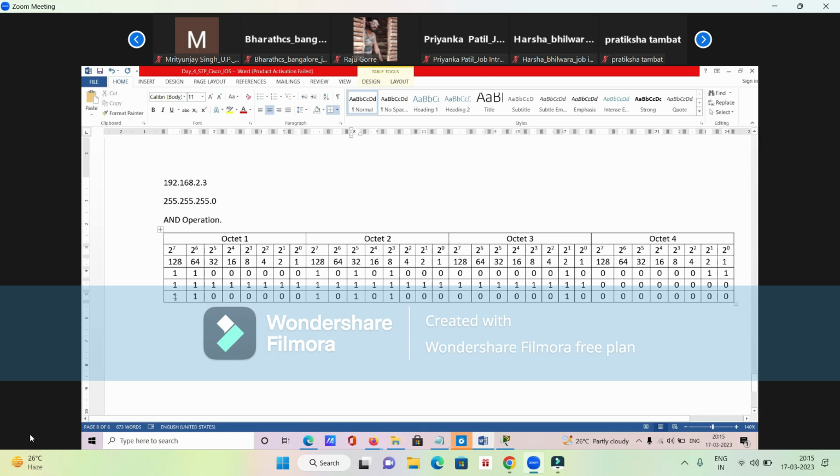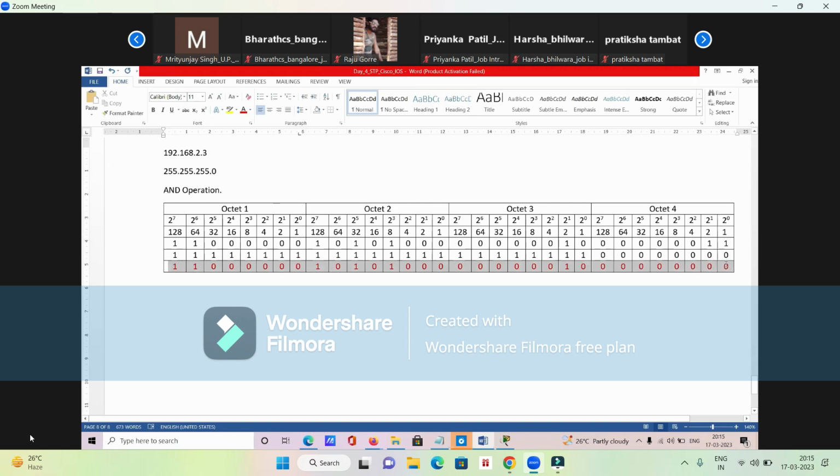The third row, which I have highlighted with red color, is actually the output of the AND operation. If I convert this output to decimal, what is the output? Let's check it out. In the first octet, 128 plus 64 are the two values, which is 192.